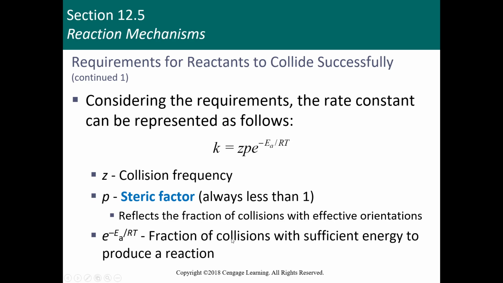So this is the fraction of collisions that will have sufficient energy to produce a reaction. For example, if you collide 1,000,000 times, but every time you collide you're only going a mile per hour, you're never going to cause that bumper to come off. Or you're never going to really hurt yourself if you just tap the table, even if you do it 1,000,000 times. But if you do it really, really hard, that's where you can get a reaction, like hurting yourself.